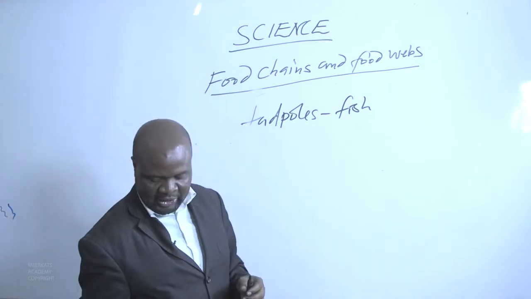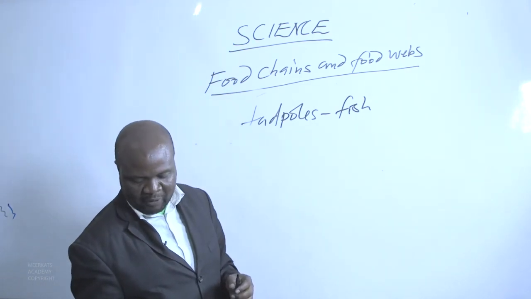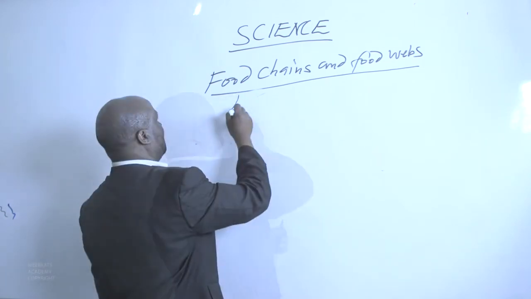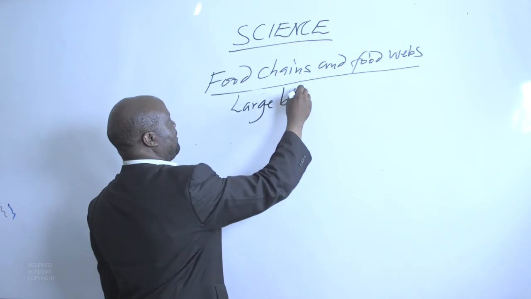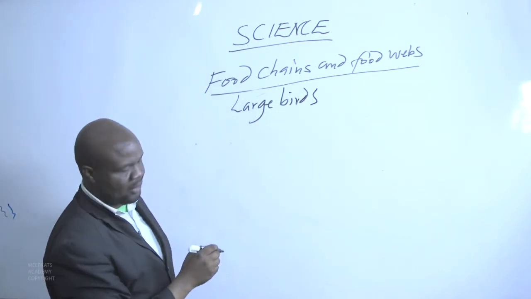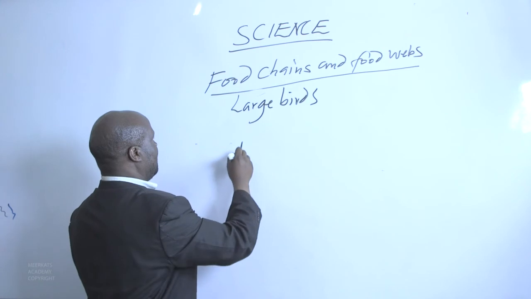We shall draw a diagram to illustrate what a food web is. We can have large birds here. Then we can have beetles somewhere.